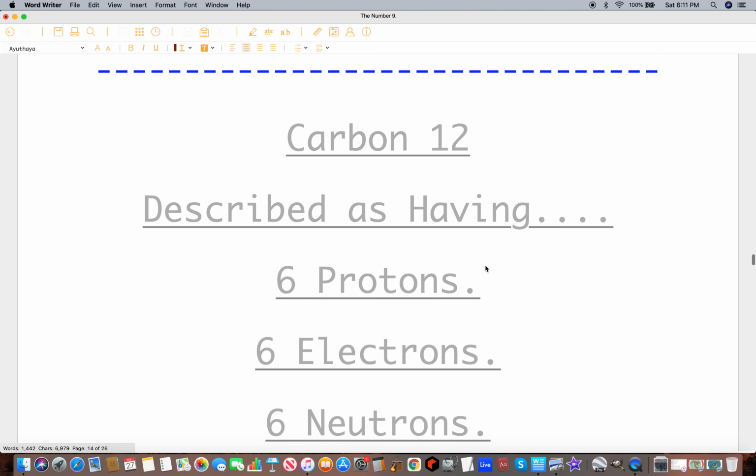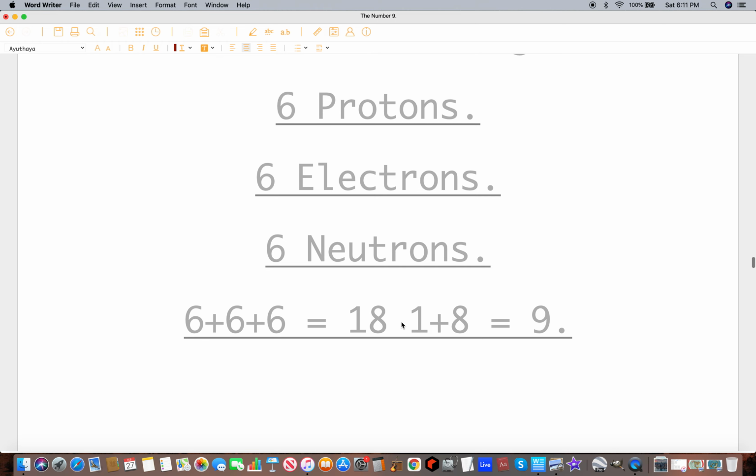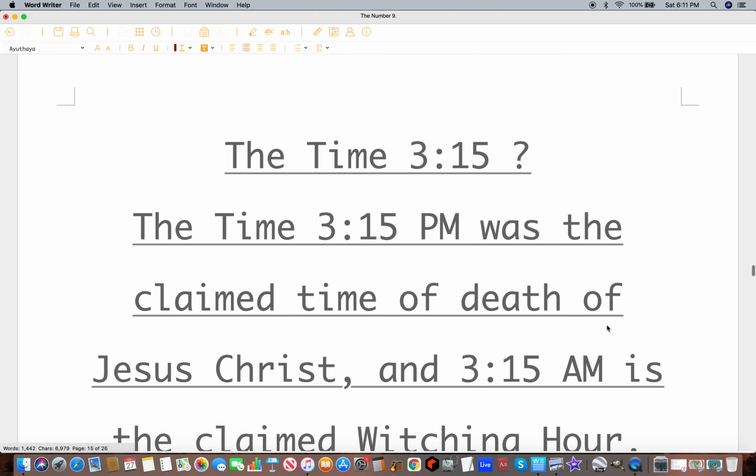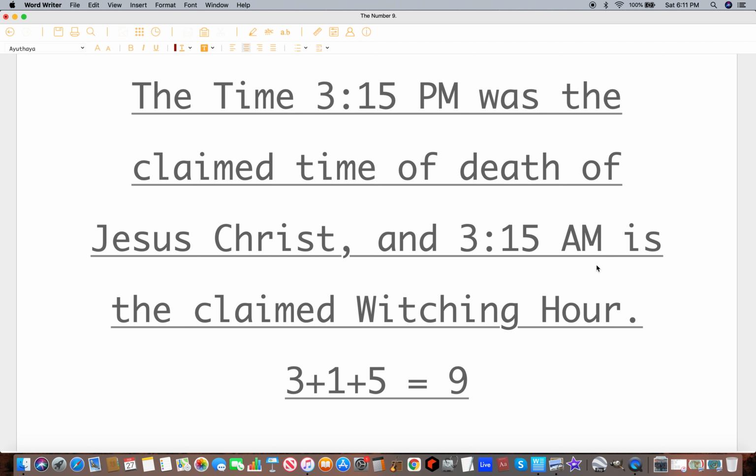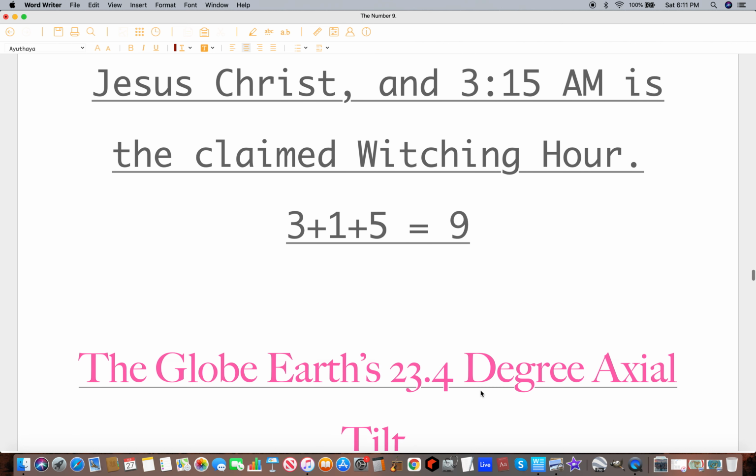Carbon 12, described as having 6 protons, 6 electrons, 6 neutrons. 666, 18, 1 plus 8 equals 9. The time 3:15, right? The time 3:15 p.m. was the claimed time of death of Jesus Christ, and 3:15 a.m. is the claimed witching hour. 3 plus 1 plus 5 equals 9. Okay, that all comes back to 9.